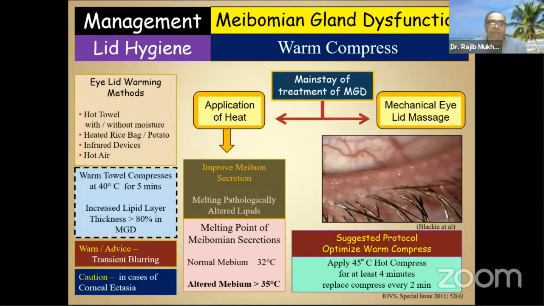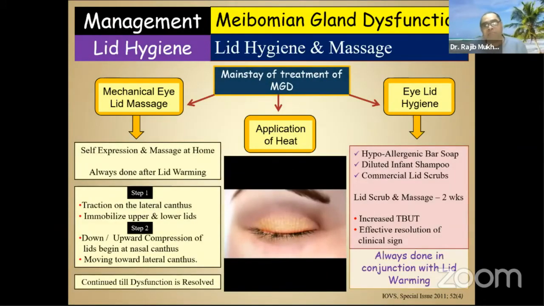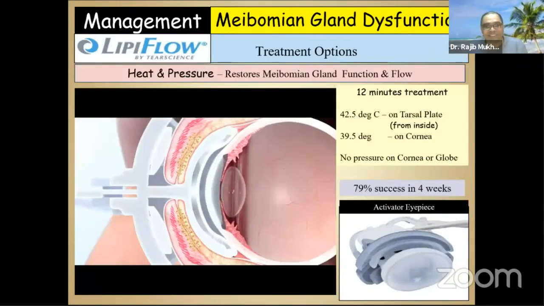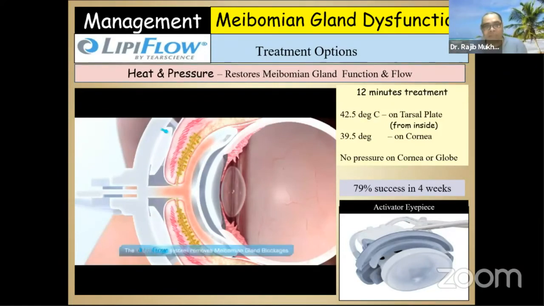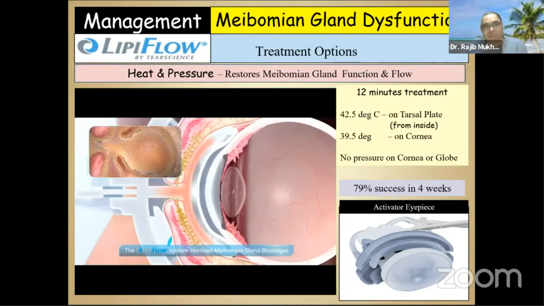Now, what are the treatment options that the patient has? Warm compress stays as the mainstay of treatment. Warm compress along with mechanical lid massage and eyelid hygiene. There are various methods to do that. I don't have the luxury of time to go into the detail of each. One of the sophisticated ways would be what LipiFlow does, which is mechanical pressure along with thermal pulsations, which give a very good massage and opening up of meibomian gland function.